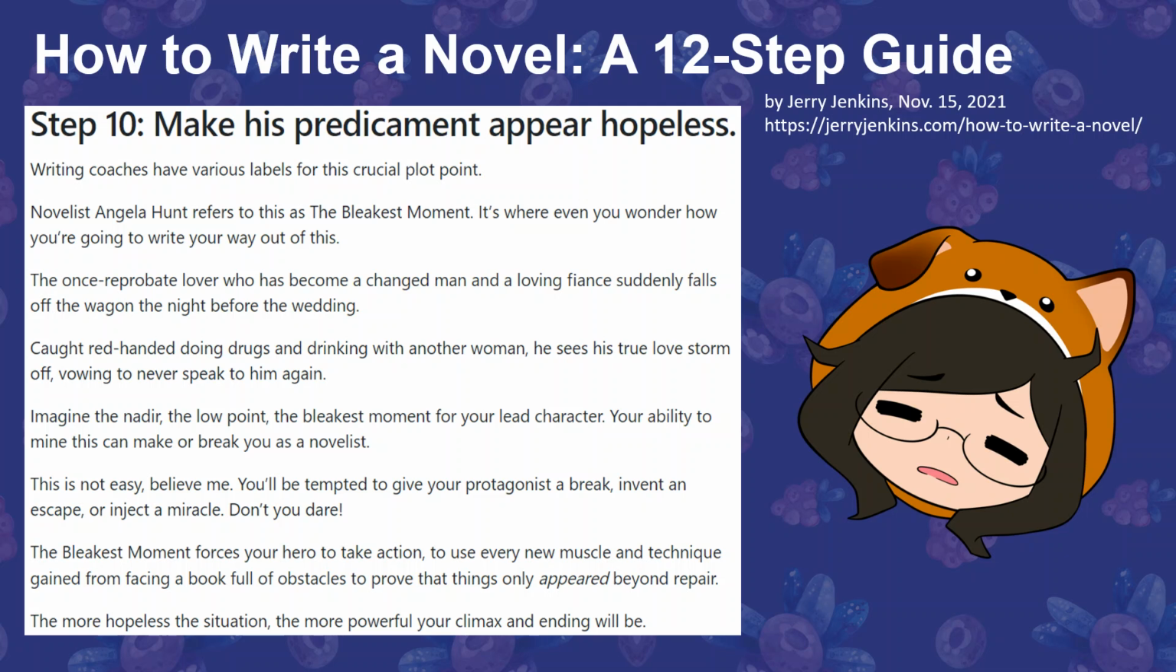Anyway, that's my example. So Jerry Jenkins mentions here that the bleakest moment forces your hero to take action, to use every new muscle and technique gained from facing a book full of obstacles to prove that things only appeared beyond repair. Yeah, so Jack does have a lot of other skills. He calls himself the Jack of all trades. He has all kinds of skills that he picked up over the years. And now he has to figure out exactly what is important to him, what matters to him, and what he needs to do, not just to get out of his own predicament, but to possibly save the world from an evil enchantress.